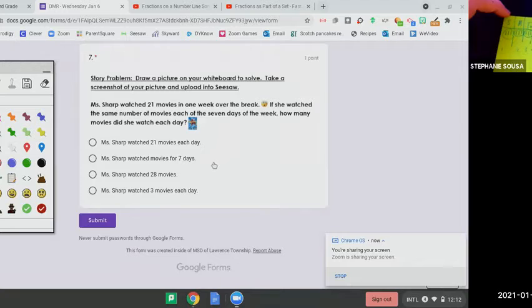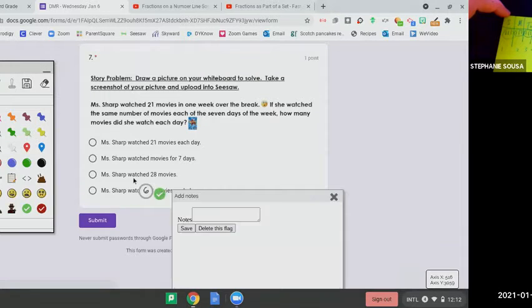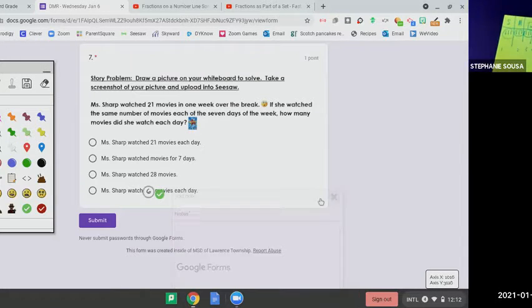Now, this got quite a few of you the other day when you were completing this because a lot of you chose that she watched 21 movies each day. I understand the confusion there because it does say that she watched 21 movies in 1 week. But the question is, how many movies did she watch each day? She didn't watch 21 movies each day. She watched 21 movies in the whole week. So that's why drawing that picture can be very helpful to you. And I would strongly encourage you to use those pictures to help you solve your work.